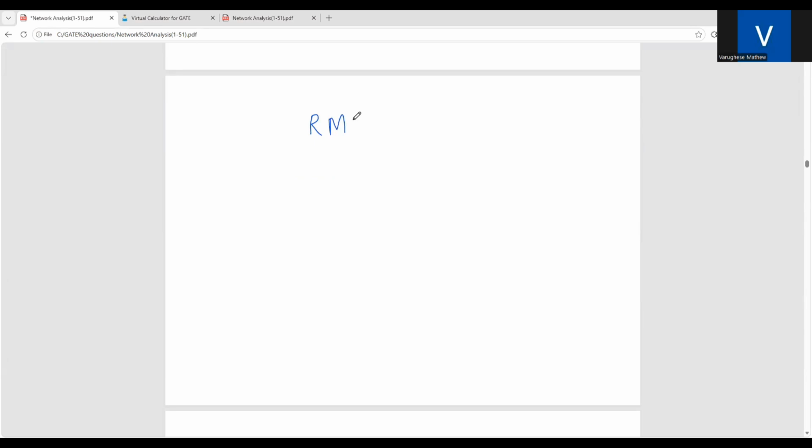RMS is root of mean of square. Okay. What do you mean by why do you do root mean square? Because in AC, the current is not fixed. It keeps changing. I equals Im sine omega t.